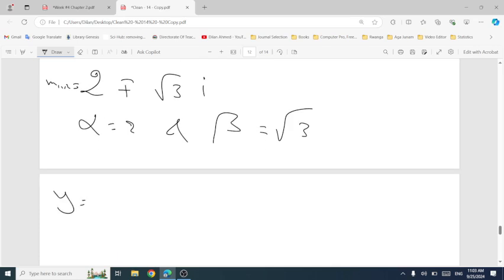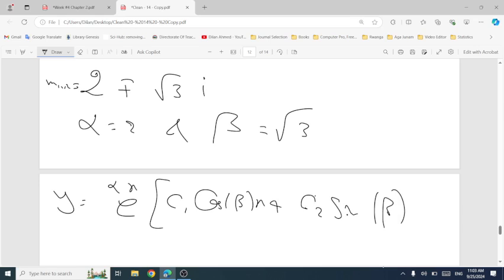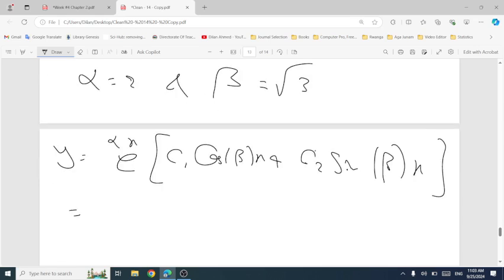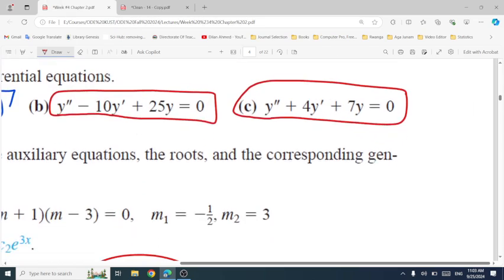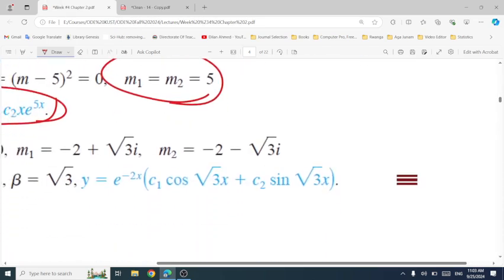Case number 3, we say what? We say y is equal to e to power alpha x, C1 cosine beta x plus C2 sine beta x. So in that case I say what? E to power 2x, C1 cosine. I think it's not hard. Now, if you solve more examples, you see it's not hard, it's very easy.